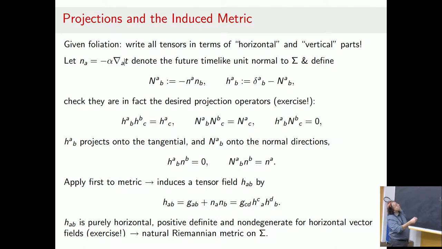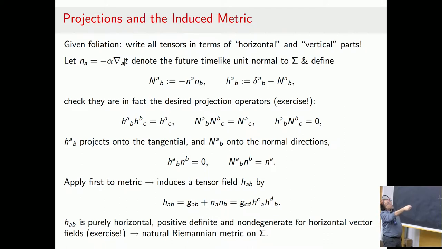So now again, I choose a time-like unit normal, which I can write. I have this function t, which is my function of constant time. I can take the gradient of it, and then this has to be basically proportional to this one. So this is my future time-like unit normal. And now what I can do is define some projection operators, which project my four-dimensional tensors to the horizontal direction or to the vertical direction. Now I just have to find out what these projection operators are. You can try this yourself. Maybe just think about what that could be. And you'll find out that basically these are the projection operators.